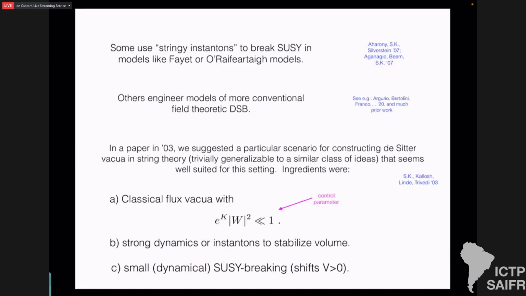And in a paper in '03, cited there, we suggested some particular scenario for constructing de Sitter vacua in string theory, but it's trivially generalizable to a similar class of ideas that seems suited for the setting and the ingredients I've described. So what were the ingredients? There's a classical flux superpotential. We choose to study vacua where it's small, okay? And that small number from the classical superpotential will provide us with a control. We need to have instantons or strong dynamics to stabilize the volume. The small W makes it consistent to view those as a leading correction in some cases. In others, Fernando will talk about what happens. And finally, to get de Sitter vacua, we need some small supersymmetry breaking from some source or another.